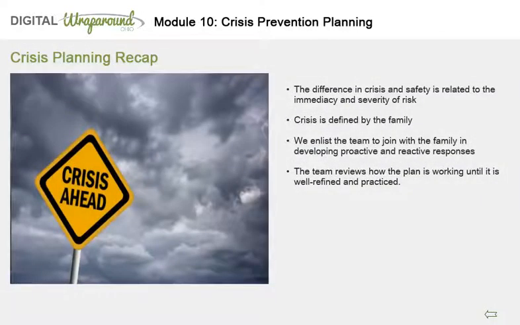In this module, we have learned to differentiate between crises and safety situations. The difference is related to the immediacy of the risk and the severity of the risk. In initiating planning with the family, the team reviews past crises and assesses the level of risk to determine the kind of response needed. A crisis is defined by the family, where we can enlist the team to help in preventing crises, assist to reduce it escalating, and help connect the family to supports to manage the crises.